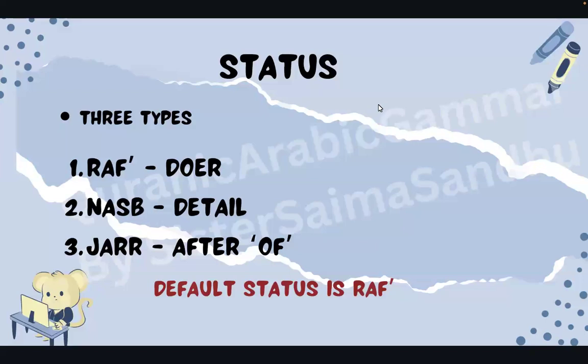Now tell me, if I am giving you a detail of any ism or any action, I should say action. So if I'm giving you a detail of an action, what type of status would you give that ism? Good job. Very well done. You are going to say, that is my nasb status. Good. Okay, so listen carefully. This is very important.